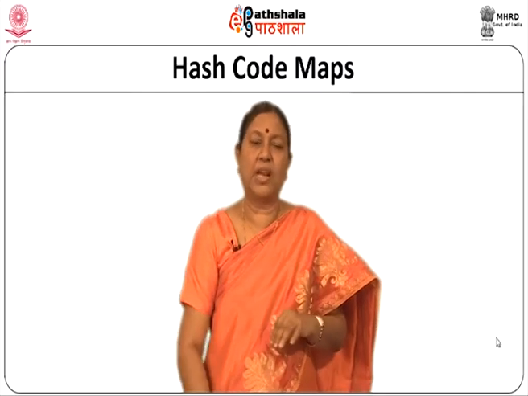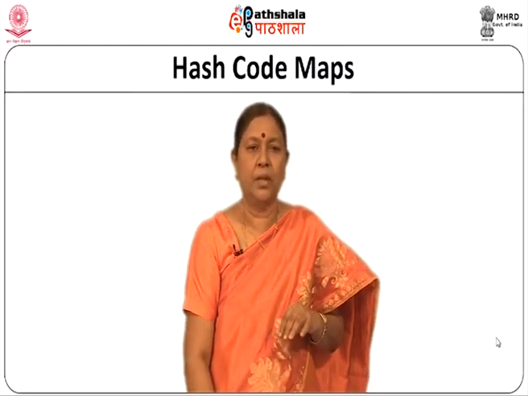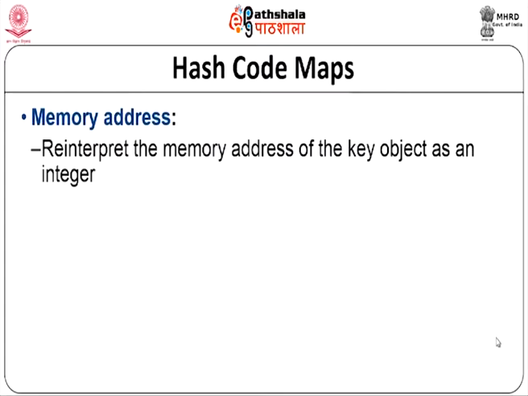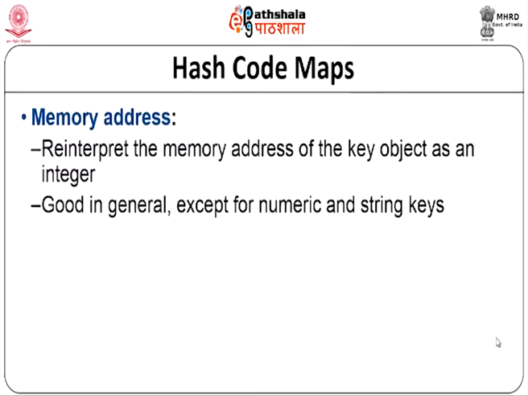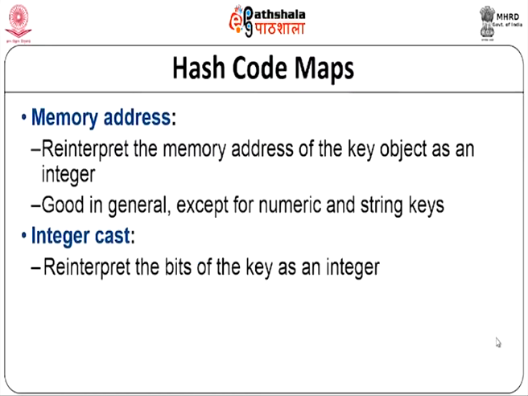Let us first talk about hash code maps. One way is to reinterpret the memory address of the key object as an integer. It is good in general except for numeric and string keys. Another way of generating the hash code map is the integer cast. Here you reinterpret the bits of the key as an integer. So, you have bits there, and you can interpret those bits as an integer.